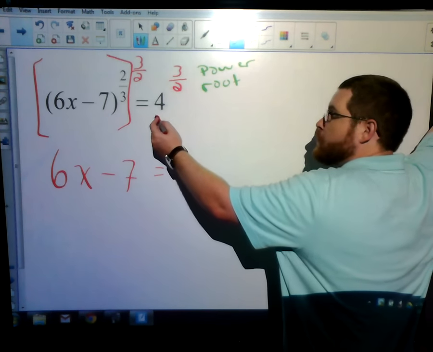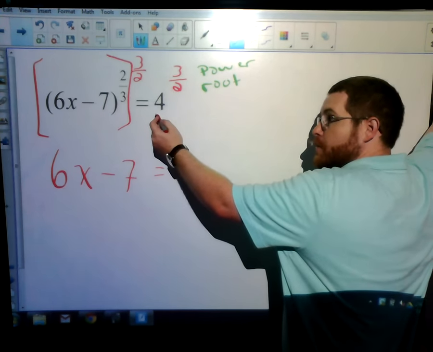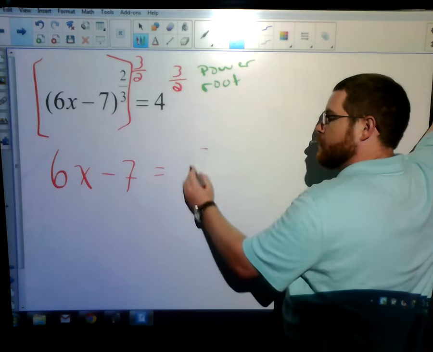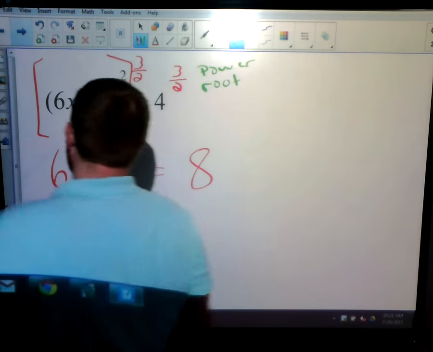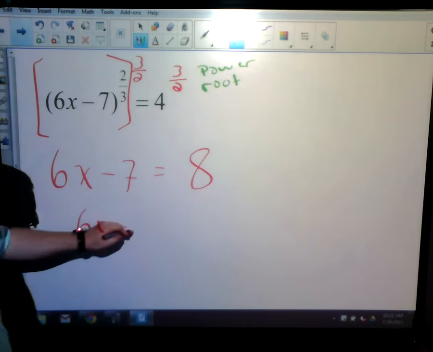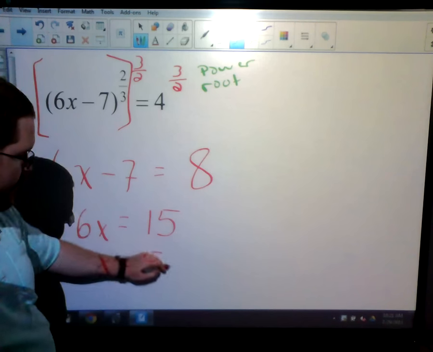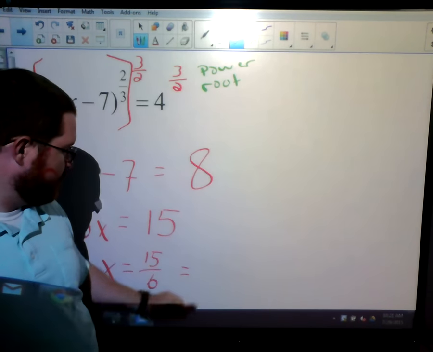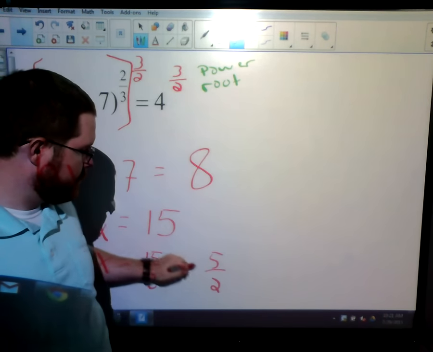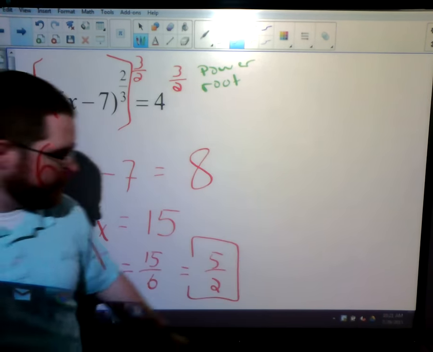What's the square root of 4? It's 2. What's 2 to the third? 8. So 6x equals 15. X equals 15 over 6, which will simplify down to 5/2. And there you have it.